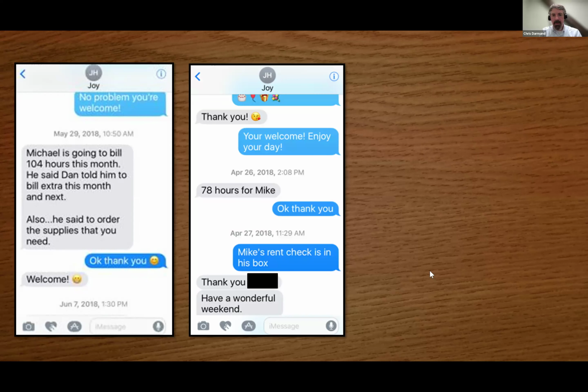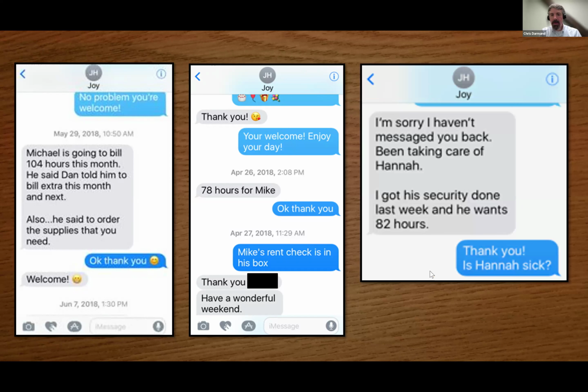The second one, April of that year, 78 hours for Mr. Hogan. And then this third one, asking for 82 hours. So this was also very helpful in our investigation to have this communication from Joy, her participation in the reporting of CSE hours on behalf of her husband, that were being asked to be reported to the state that were in excess of hours actually earned.